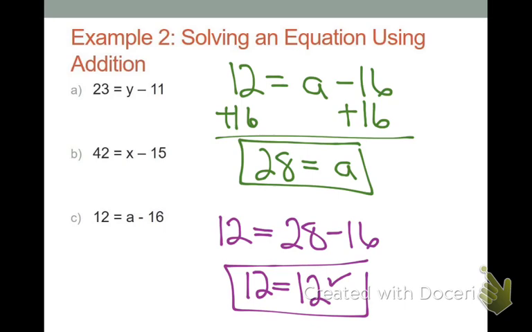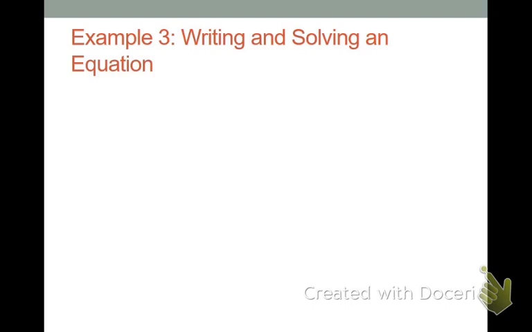All right, so now moving on to example 3. In example 3, we're writing and solving an equation. I want you to turn in your books to page 90. Let's see, we're on page 91. Page 91 in your books.